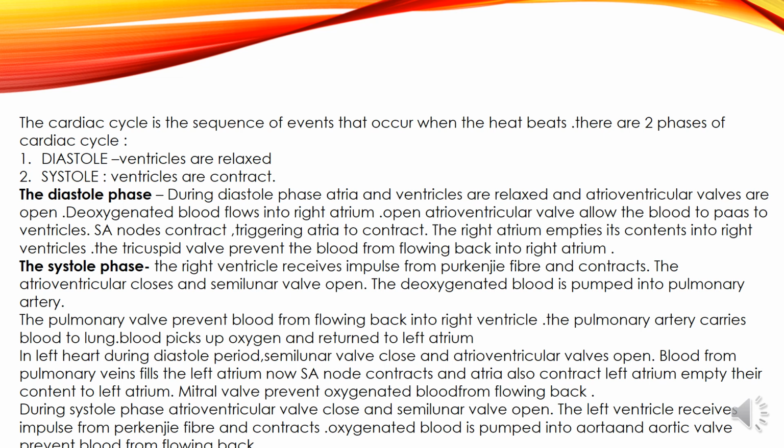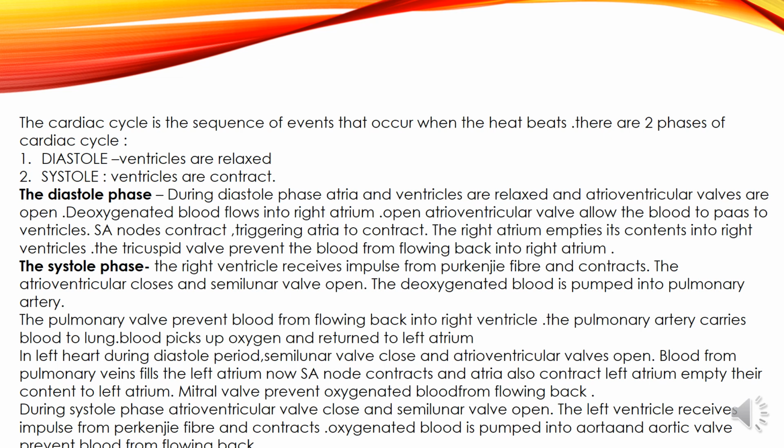So what is the systole phase? In the systole phase, the ventricles are contracting. The right ventricle receives impulse from the Purkinje fibers and contracts, and the atrioventricular valve closes. When these contract, the valves close, so the blood is not exchanging between compartments. Deoxygenated blood is pumped into the pulmonary artery. The pulmonary valve prevents blood from flowing back, the same thing, because it should not mix the oxygenated and deoxygenated blood.